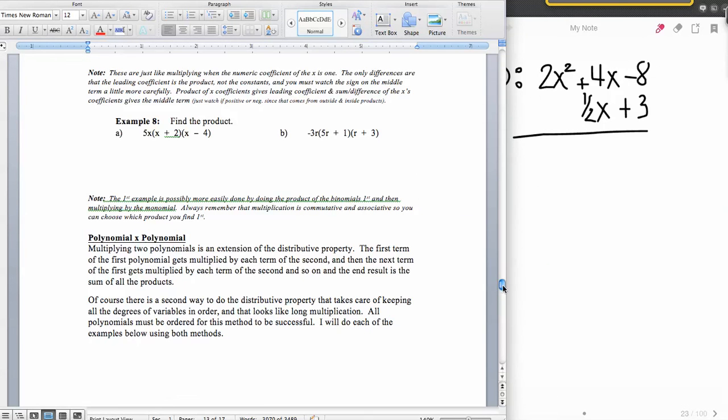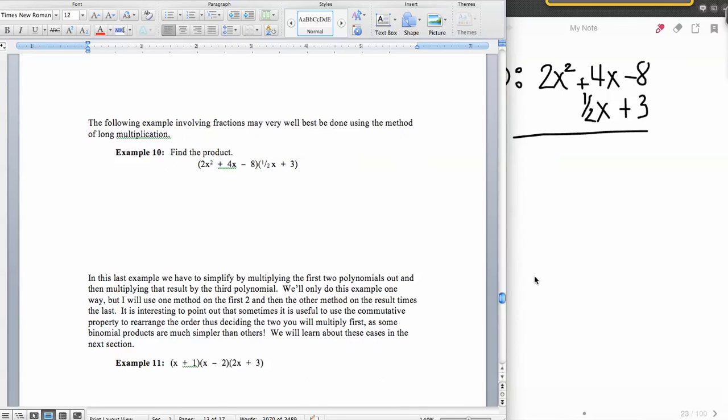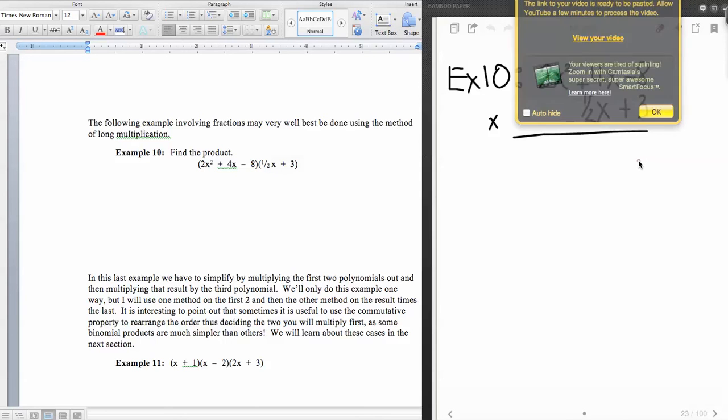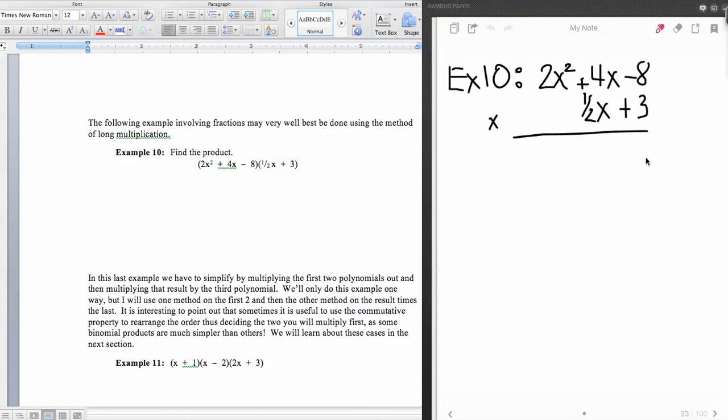All right, in our next example here, we just are doing one more polynomial times polynomial, but ooh, we've got some fractions in there. So I've just gone ahead and made it with a long multiplication problem already. Just remember that you don't have to take my advice on this long multiplication. You can be doing this just simply by doing the distributive property.